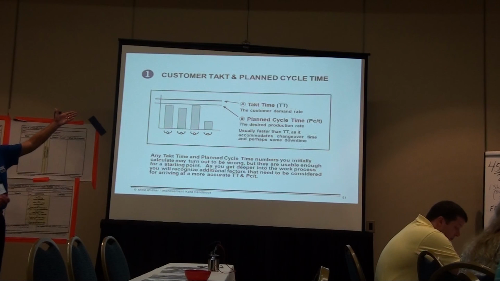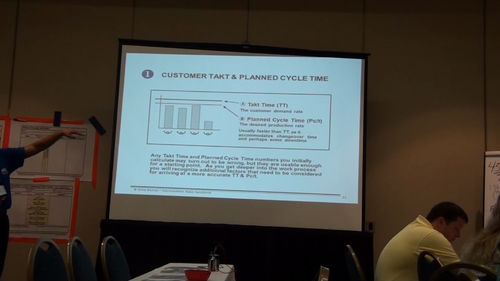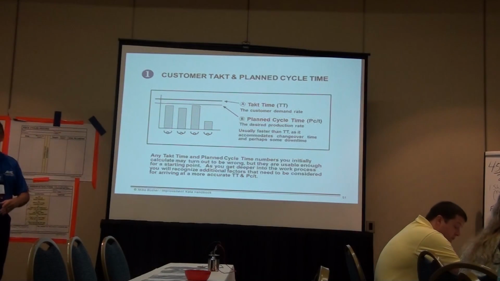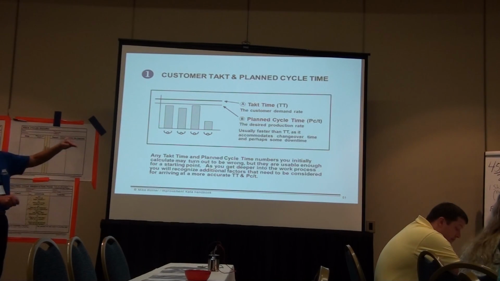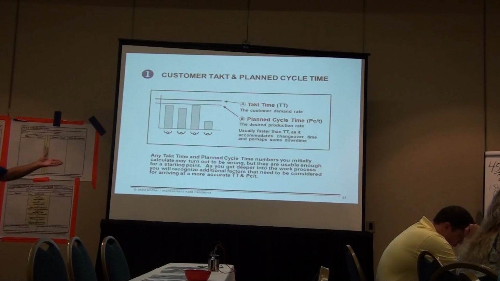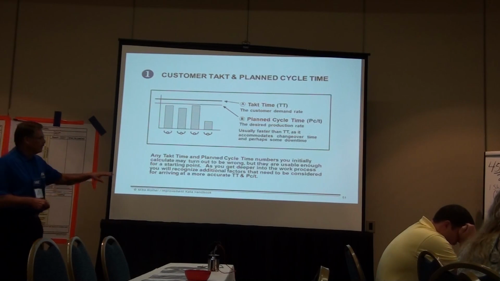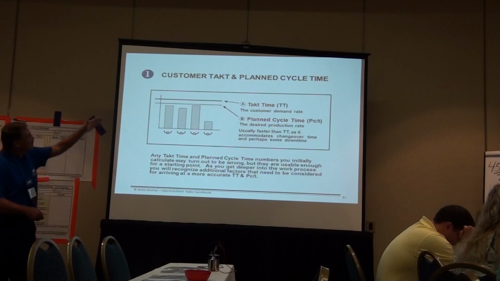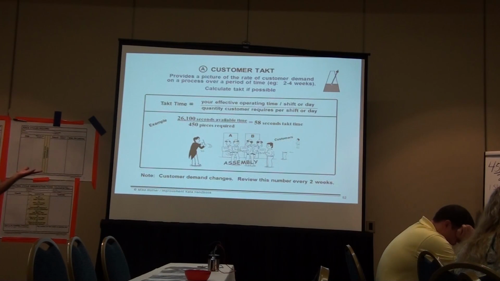So, customer takt and planned cycle time. Again, this top line here on the graph is what we call takt time, and that is the customer demand rate. Beyond that, or below that, is the planned cycle time. We want to try to reach that plateau, be able to operate a balanced line. It's a little faster than takt time to accommodate things that have to do with changeover and some downtime. Again, initially any planned cycle time or takt time numbers we come up with might be wrong. It's okay. It's good enough for a start. Okay? So here's an example of how we go about doing this.